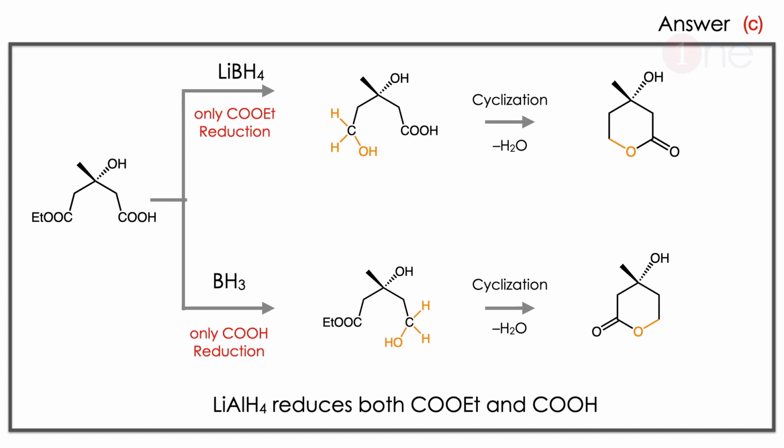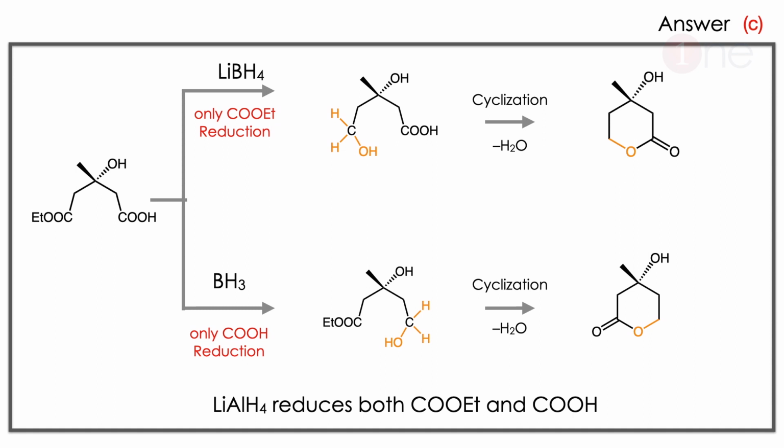So if you use lithium borohydride, it will only reduce COOEt. So CH2OH will be formed there. Then the cyclic condensation or esterification will happen. So the final product will be a cyclic ester, where the alcohol group comes from the ester group. The same thing happened in BH3.